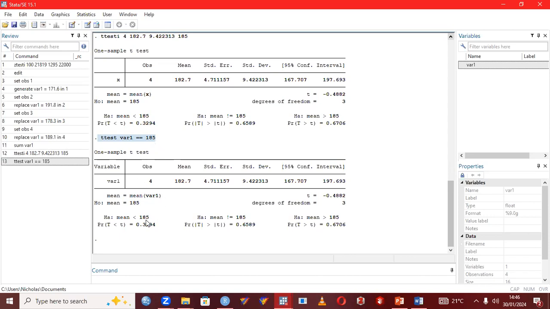And remember that the p-value is 0.3294, which is greater than 0.05, and so we fail to reject our null hypothesis that the mean is equal to 185. Is that understood? When we meet in the class, we shall also see how to do this just using the test values, since we don't have t tables right now. Is that okay?